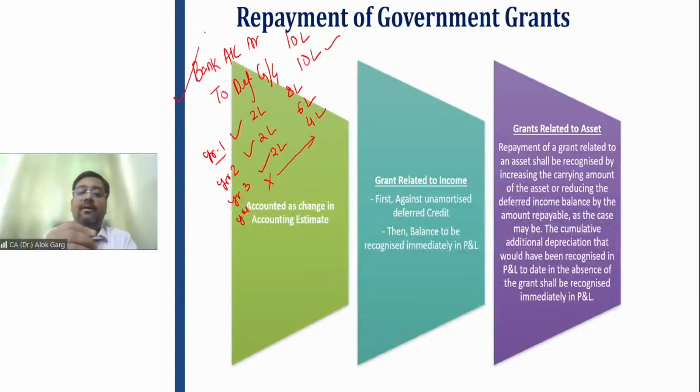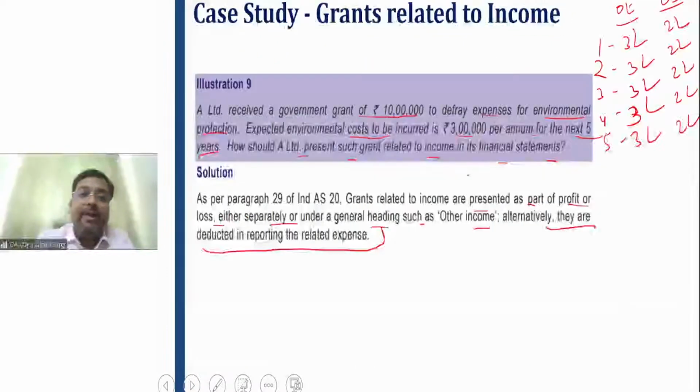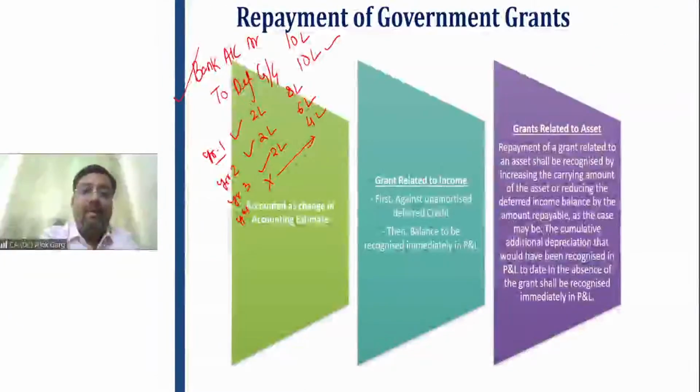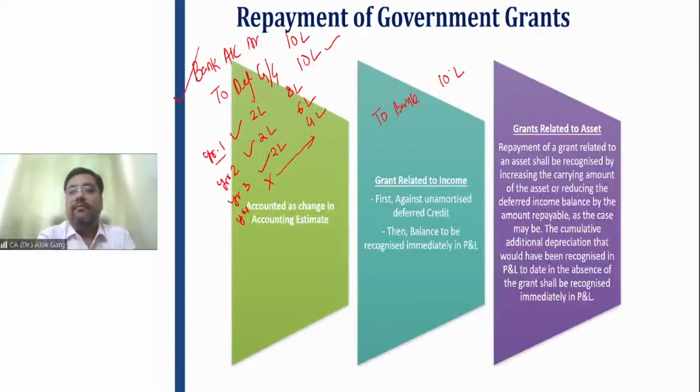What does it mean, sir? So friends, what you are required to pay in year 4 when the default happened, you are required to pay to bank will be 10 lakh. And what is the balance in the deferred government grant liability? The balance is 4 lakh. First of all, I will debit this deferred government grant by 4 lakh rupees.